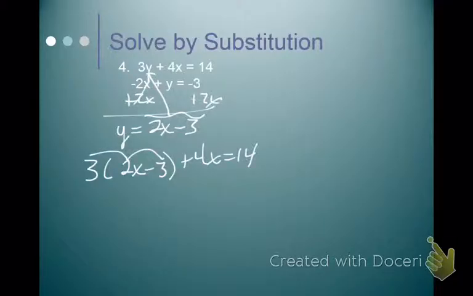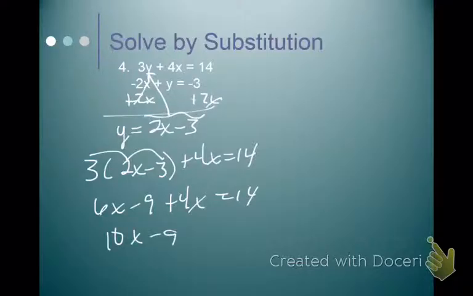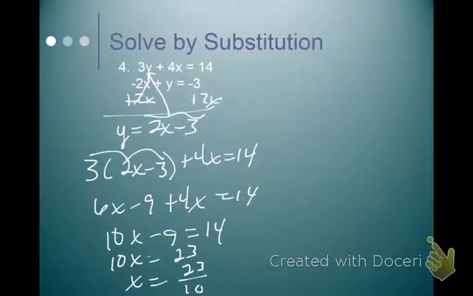Distribute, distribute. So we get 6x minus 9 plus 4x equals 14. Combine like terms, you get 10x minus 9 equals 14. Add 9 to both sides, 10x equals 23. Divide by 10, and x is equal to 23 over 10. Oh no, we got a fraction. It's okay, fractions are numbers too. They're allowed in math class. Okay?